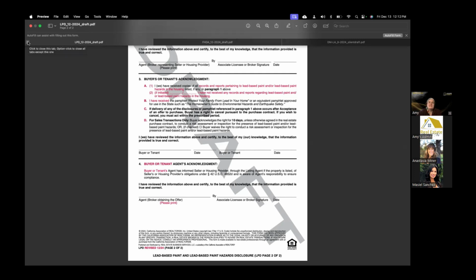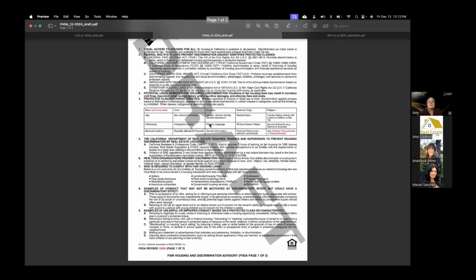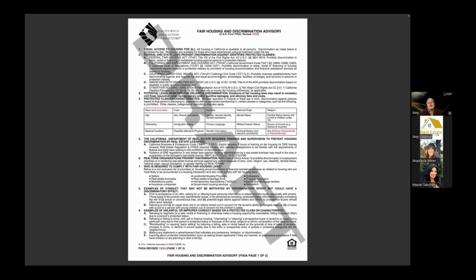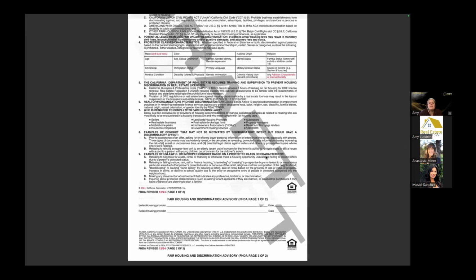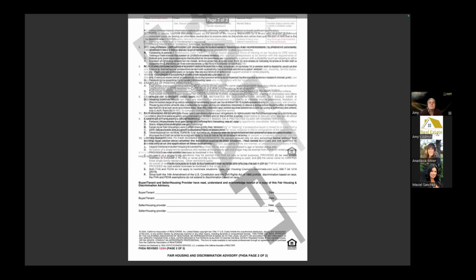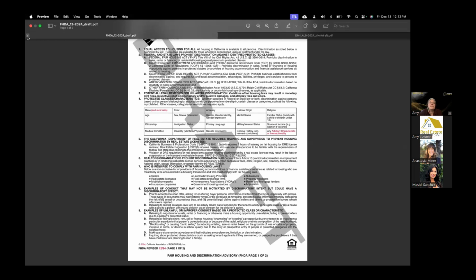All right. The next one is the Fair Housing Disclosure, the Fair Housing and Discrimination Advisory. They just made two little changes. One is it says race or race traits. And then down here at the bottom, any arbitrary characteristic or intersectionality. So we're just further clarifying that you don't discriminate in real estate. That was the only change there on that Fair Housing and Discrimination Advisory.